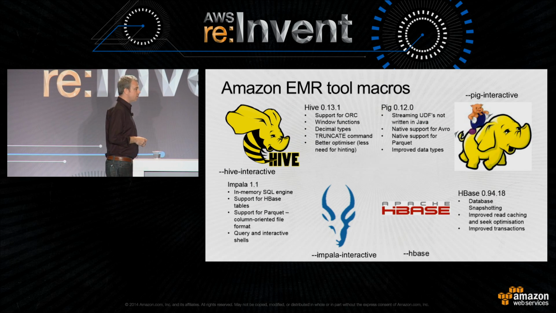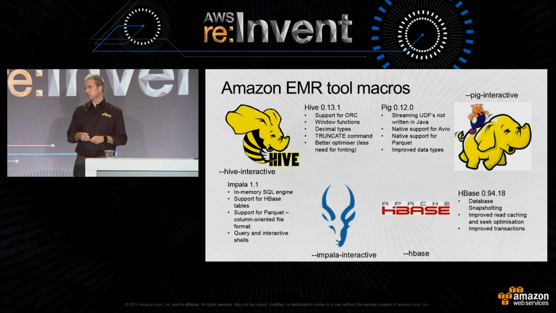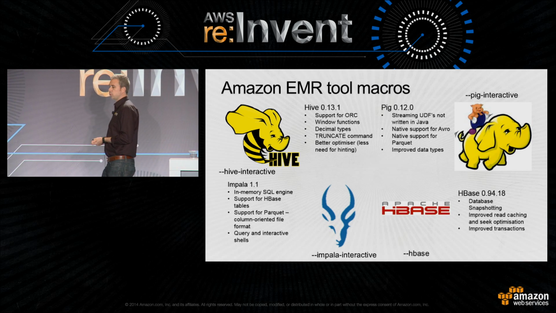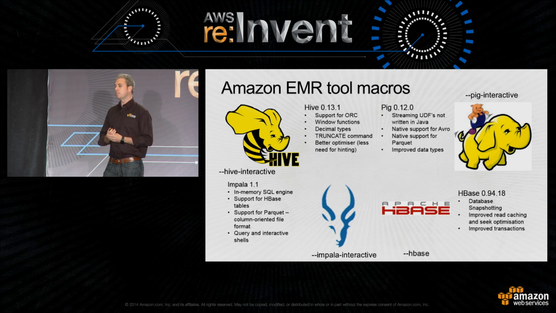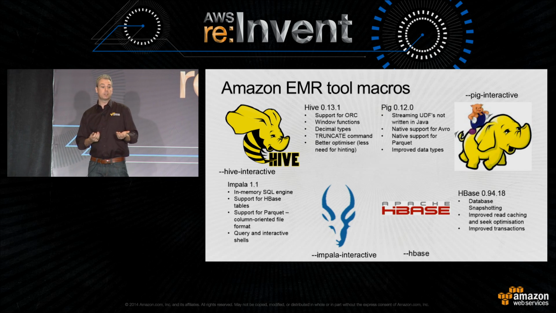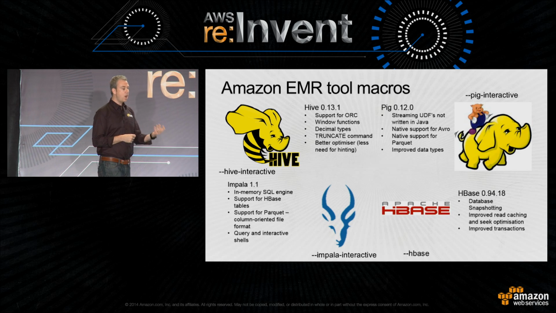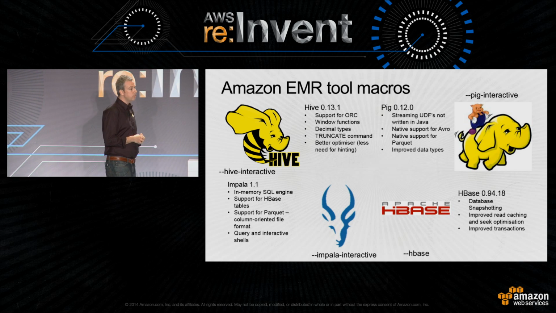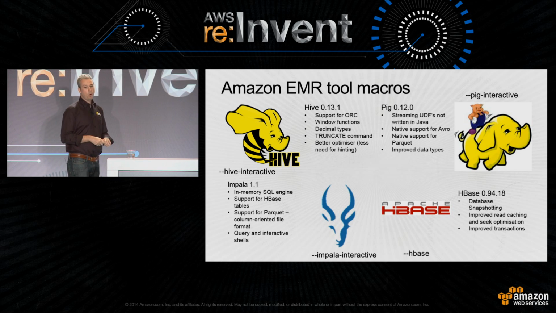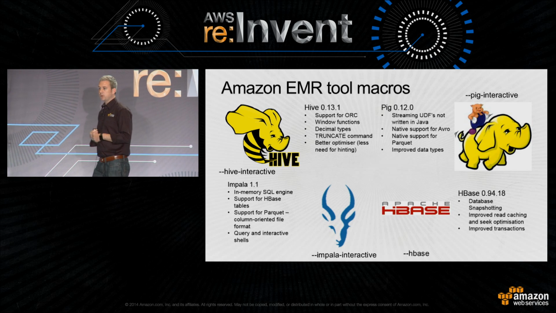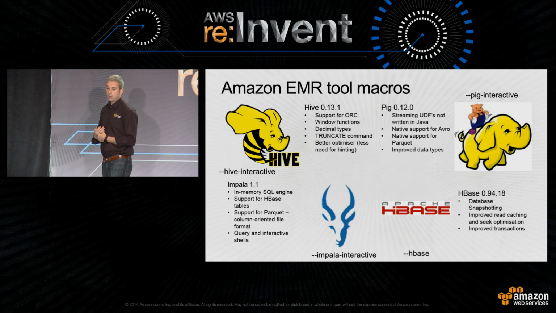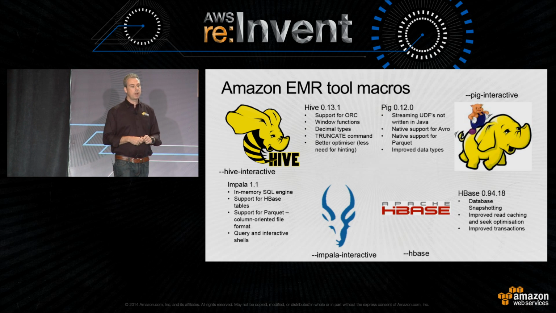We also have this concept of tooling macros, which are sort of wrappers around Bootstrap actions, where we've taken all of the responsibility for building that Bootstrap action and turning it into something useful. To run Hive, you get Hive 13 now, for instance, with support for ORC files. ORC files are a columnar file format, particularly designed for large amounts of low cardinality data.